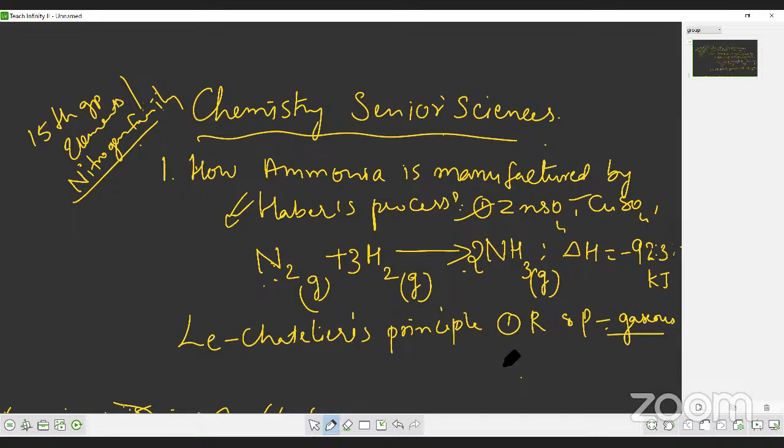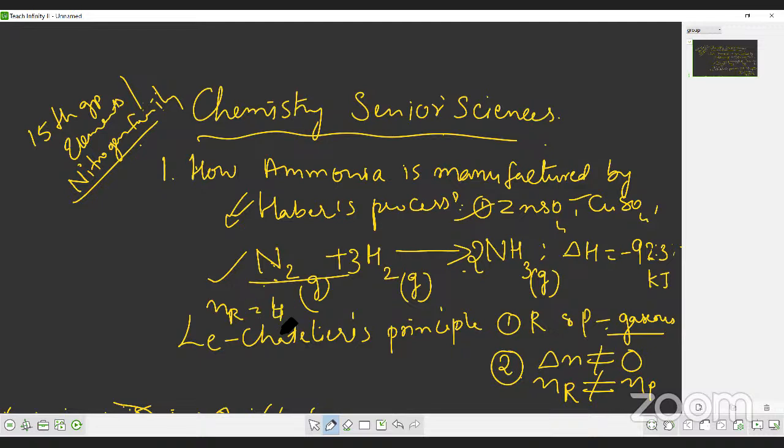This is one condition. The next condition is when delta n is not equal to 0, meaning the number of moles of reactants should not be equal to the number of moles of products. Then only you can apply Le-Chatelier's principle. This principle will help you to write the conditions for the preparation of ammonia. How is it going to help? We'll discuss that. Here, how many total moles of reactants are there? nR is 1 plus 3, 4. nR is 4.